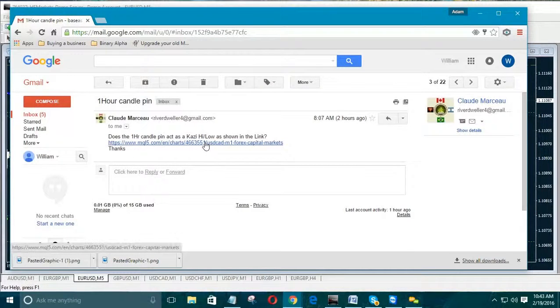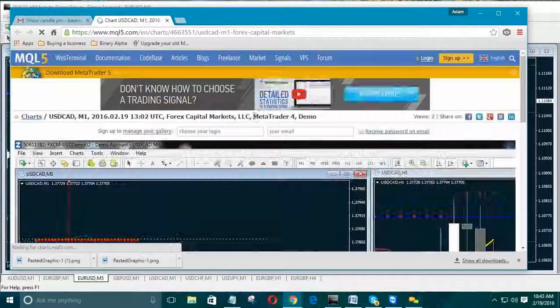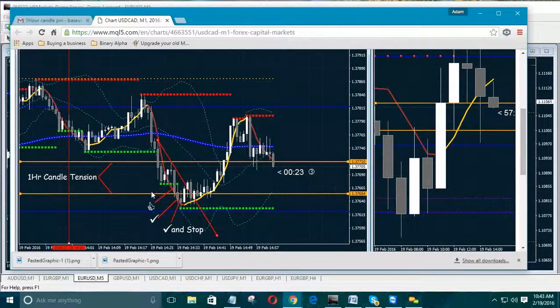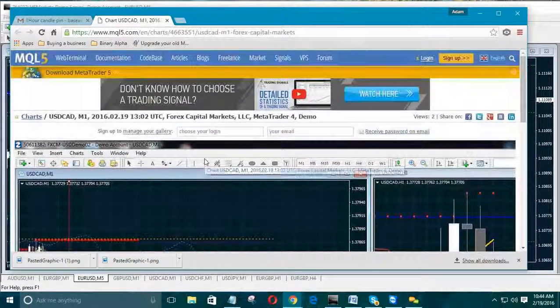Does the 1 hour candle pin act as a Kazi high-low as shown on my link? Sometimes it does, yeah. Oh, you mean like that. No, only trade if you see a Kazi high-low, but sometimes the Kazi high-low will coincide with the pins. So again, you wouldn't trade here, you wouldn't trade here. All of these are invalid. I wouldn't trade this setup.